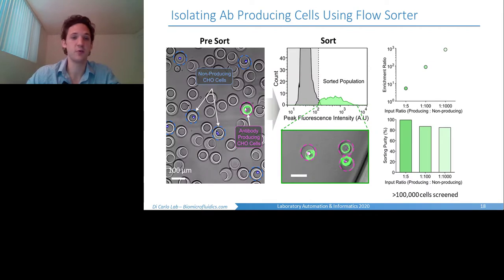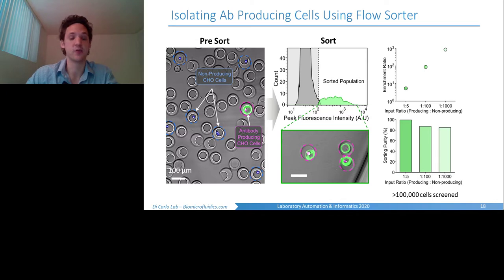And so what we saw when we did this is that, so this is an image of the pre-sorted sample. We see that the particles with the cells that should not be producing antibodies, in this case blue, have no signal associated with them. There's no green fluorescent signal from the antibodies. However, the magenta colored stained cell, which is an antibody producing CHO cell, we do see a distinct signal associated with this.